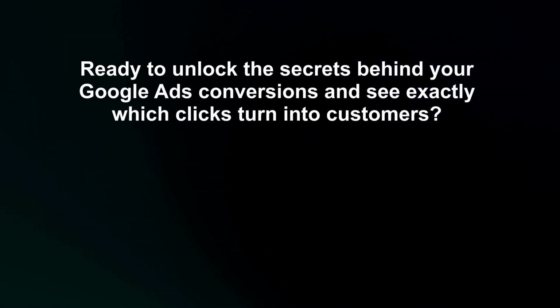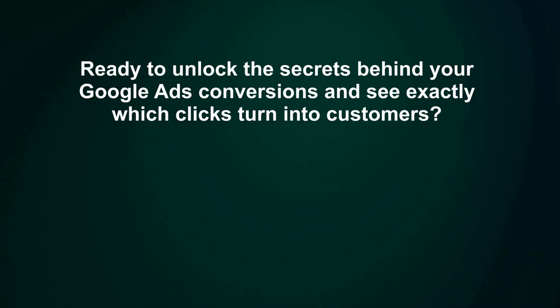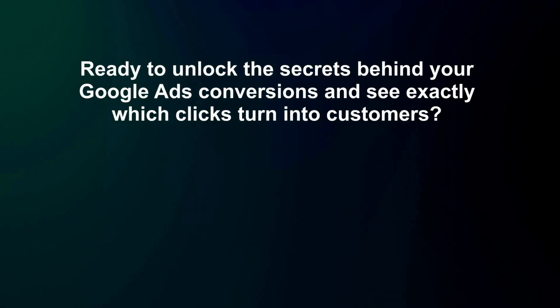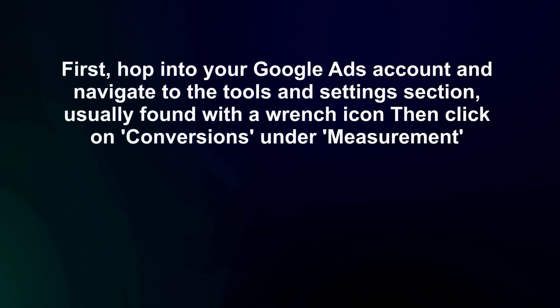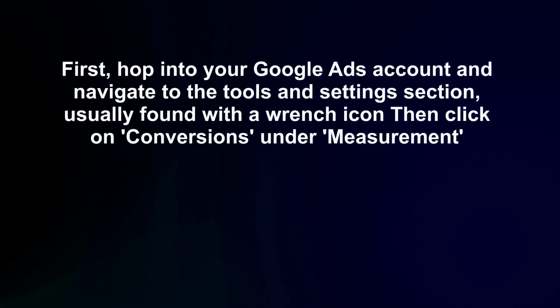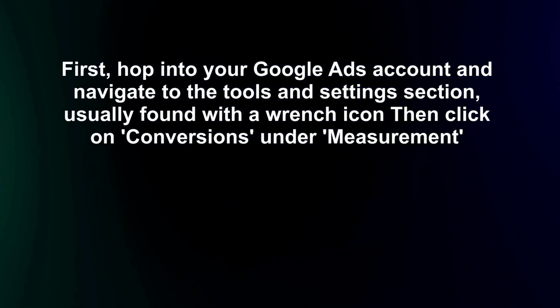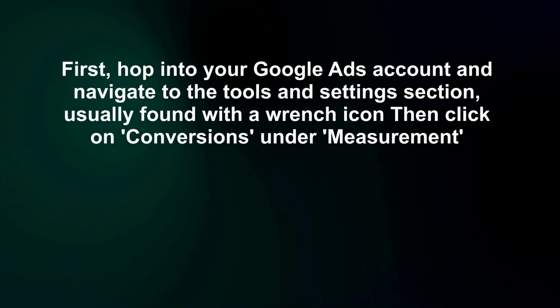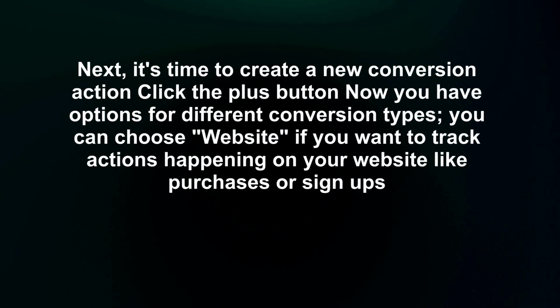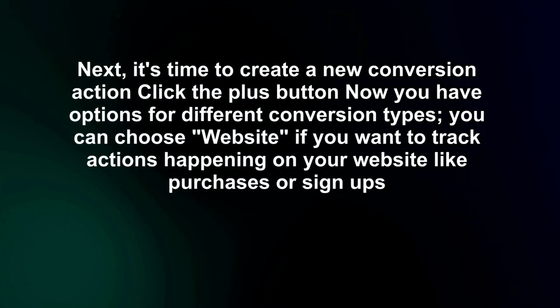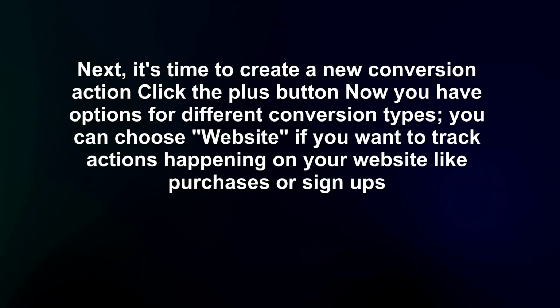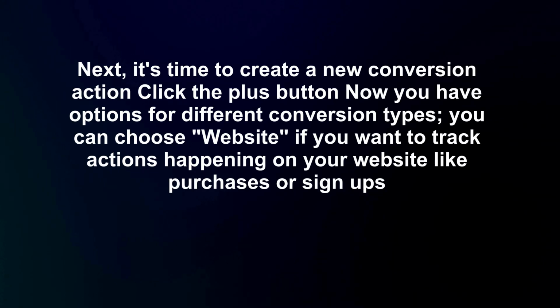Ready to unlock the secrets behind your Google Ads conversions and see exactly which clicks turn into customers? First, hop into your Google Ads account and navigate to the Tools and Settings section, usually found with a wrench icon, then click on Conversions under Measurement. Next, it's time to create a new conversion action. Click the plus button.